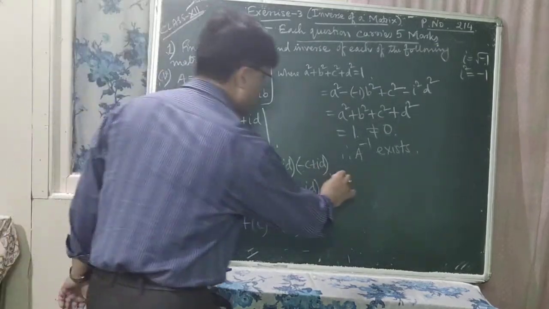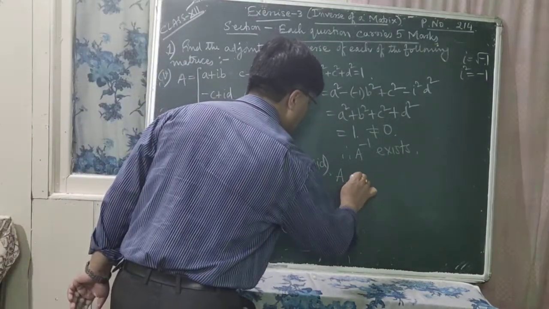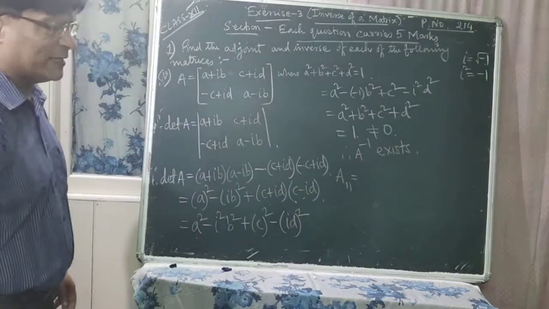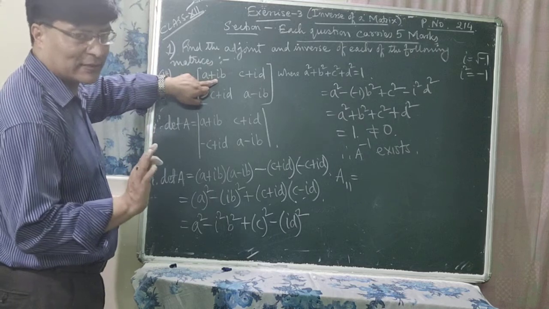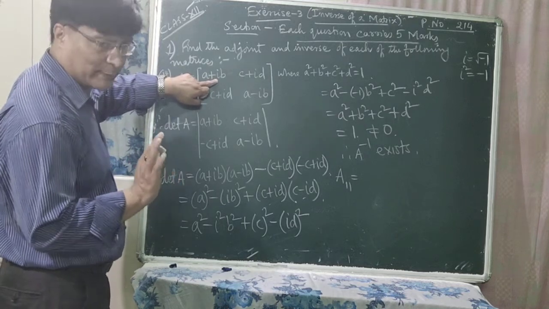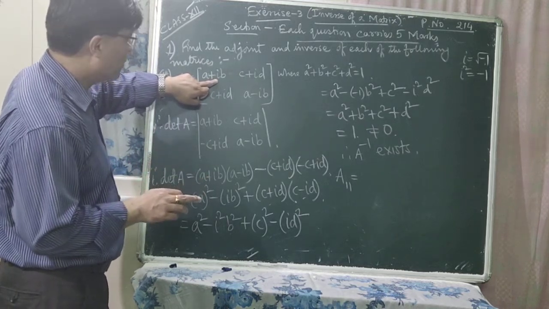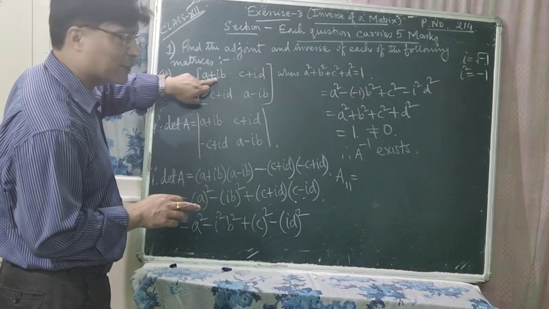Okay. So it is denoted by capital A11. Now you know how to find it, isn't it? A11 means which element? A plus iB. Now you know that. So I don't have to explain to you now A11. So A11 means you have to take the cofactor of A plus iB.